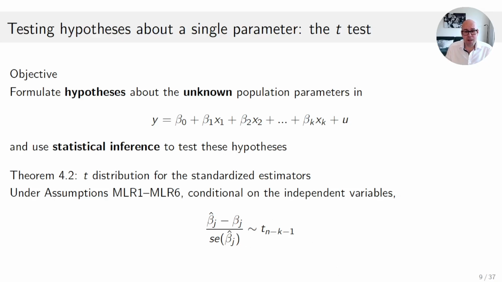Okay, and where does the n minus k minus 1 come from? Well, that's the degrees of freedom that we have when we estimate the variance of the u's by using an estimator for the variance of the residuals. We're going to have n minus k minus 1 degrees of freedom because we have n observations, and we estimate k slope coefficients and 1 intercept. So therefore it's n minus k minus 1.